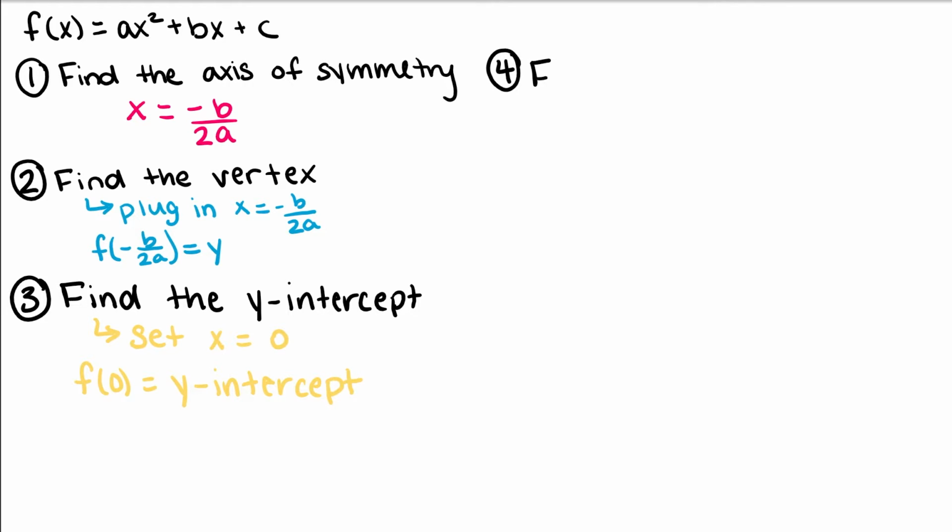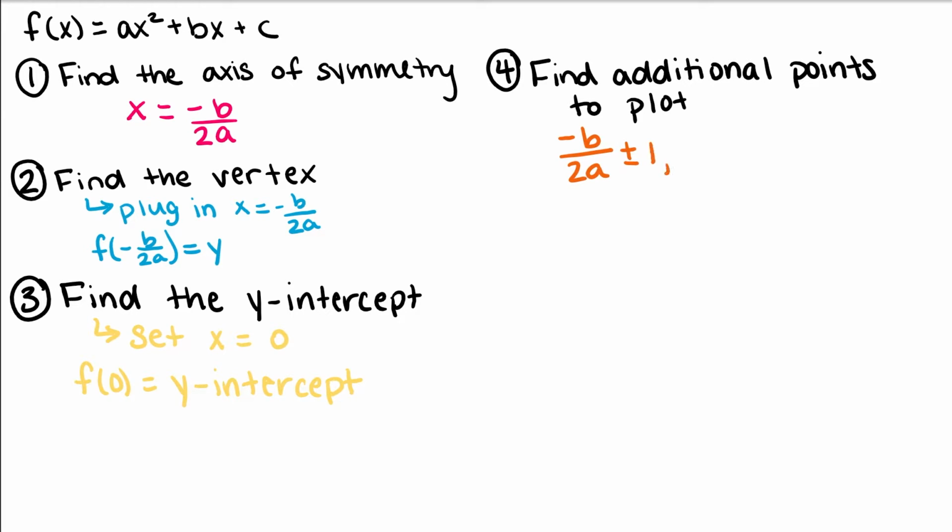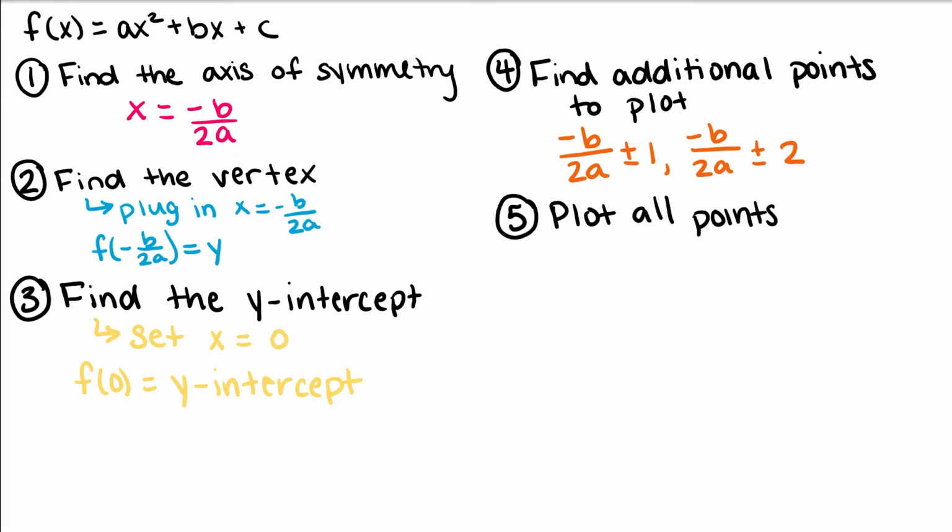Fourth, we'll find additional points to plot. We do this from our starting point, which is our vertex. We'll find the value of the function 1 unit right and left to our vertex, and 2 units right and left to our vertex. After finding all of these points, the fifth step is to plot these on the graph, connect the dots to graph our parabola.